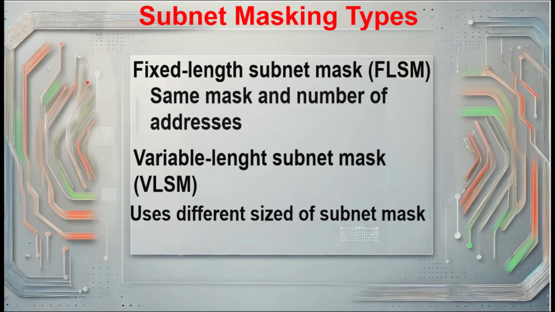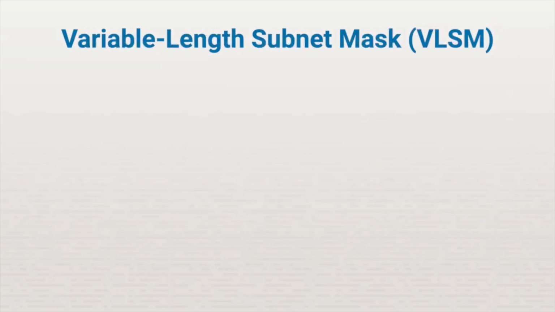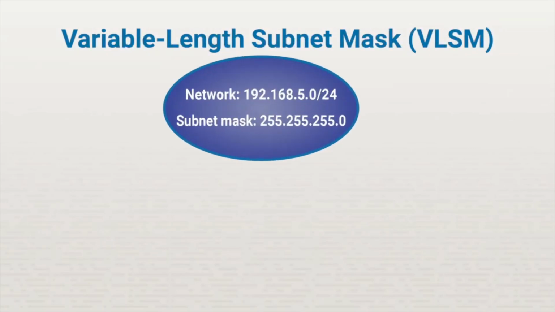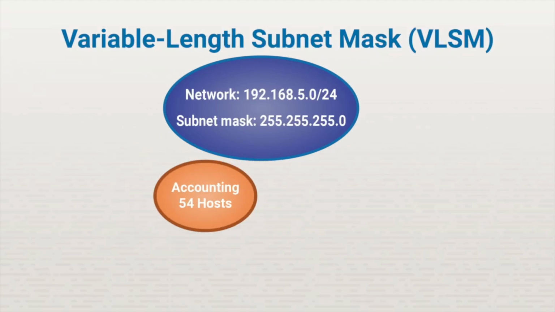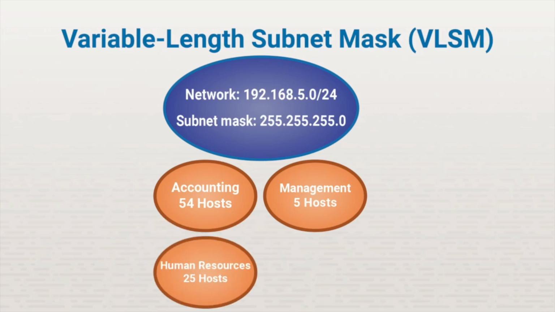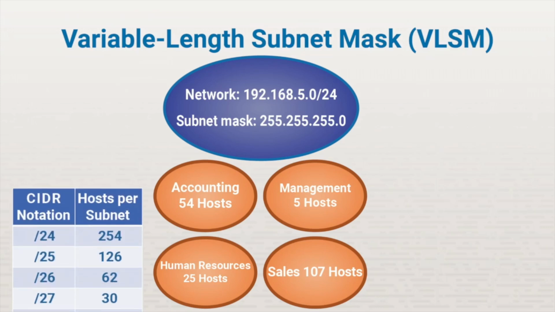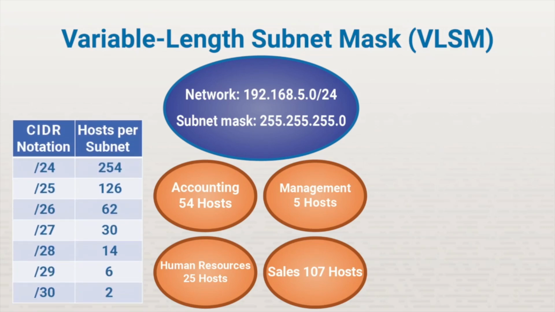To see how this works, let's go back to our first example, using a network address of 192.168.5.0/24. This time, we're going to plan out the number of addresses needed for each subnet. In this scenario, our accounting department needs 54 IP host addresses. Management needs 5, human resources requires 25, and sales needs 107. The first step is to create a table showing the different subnets that could be created if we borrowed some bits from the last octet. In this case, it's up to 6 bits.